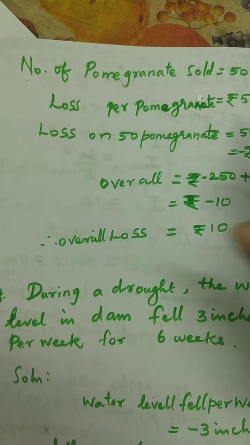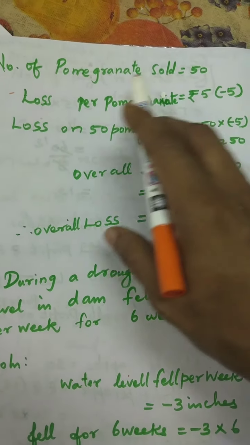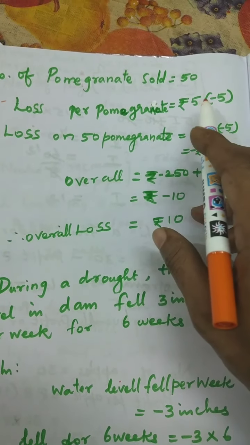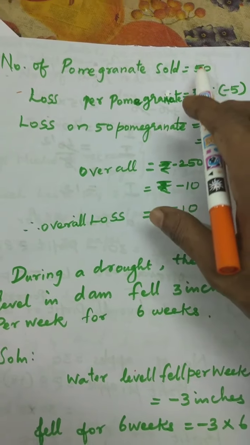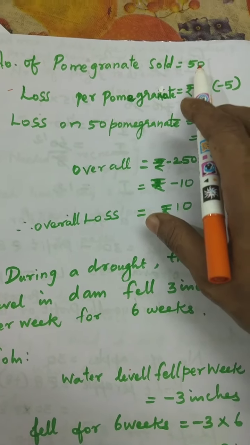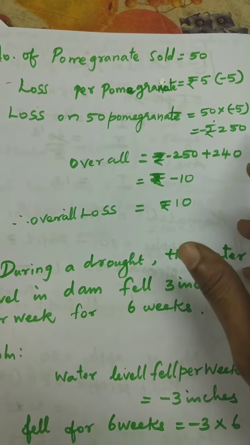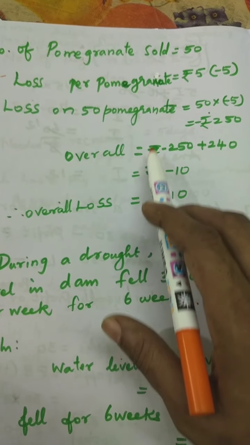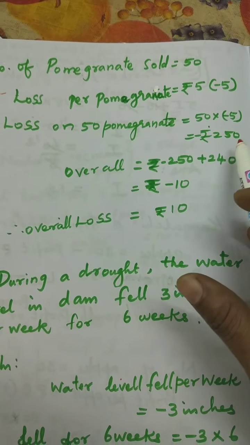Now the number of pomegranates sold is equal to 50. Loss per pomegranate is equal to rupees 5. That is, loss means minus 5. So for each pomegranate he got minus 5 rupees, he got a loss of 5 rupees. So how much loss? 50 into minus 5 is equal to rupees minus 250. So here the loss is minus 250 rupees.